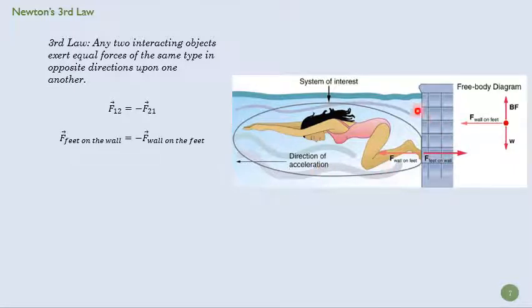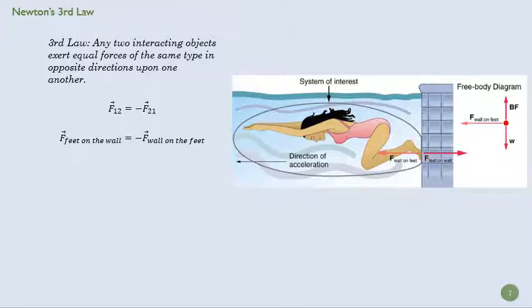So in this picture over here we have an interaction between an object. These are our interacting objects. The feet are pressing on the wall, and the wall is pressing on the feet. Okay, so the force of the feet on the wall, which is pressing in the rightward direction, is going to be equal and opposite to the force of the wall on the feet.